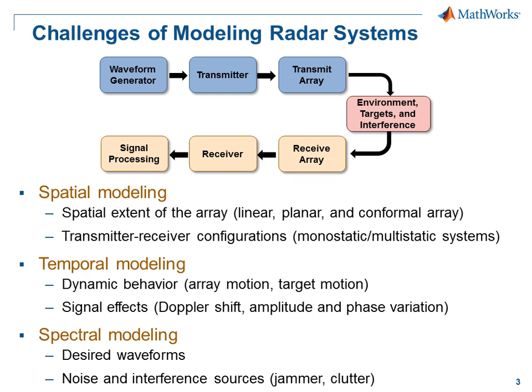Next, in the time domain, they need to represent platform motions and target vehicle dynamics and their associated signal effects, from Doppler shift to amplitude and phase variation. And finally, in the spectral domain, they need to represent desired waveforms, as well as noise and interference sources such as jammers and clutter.